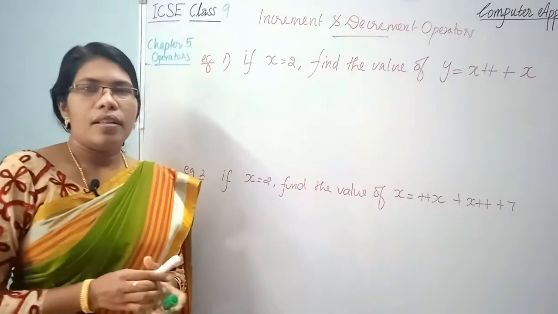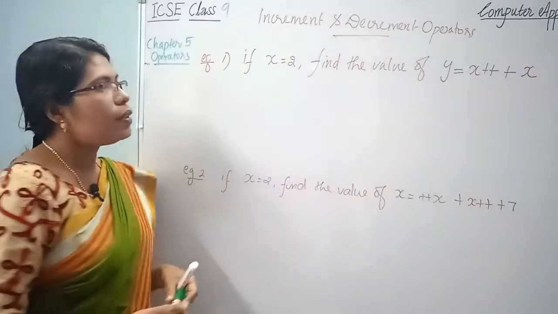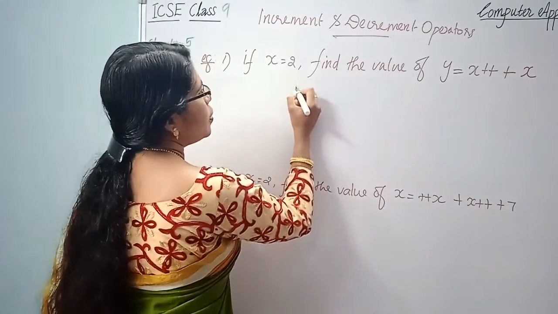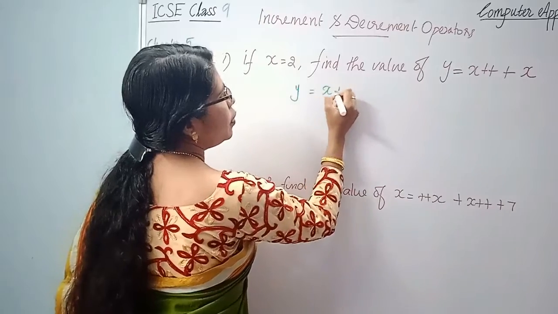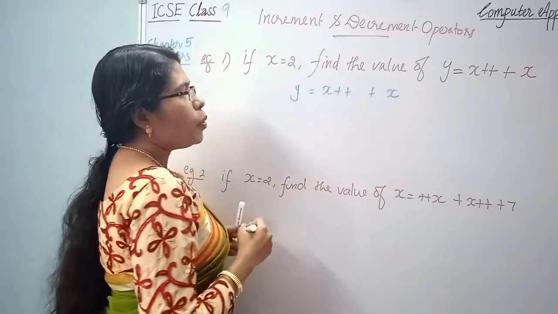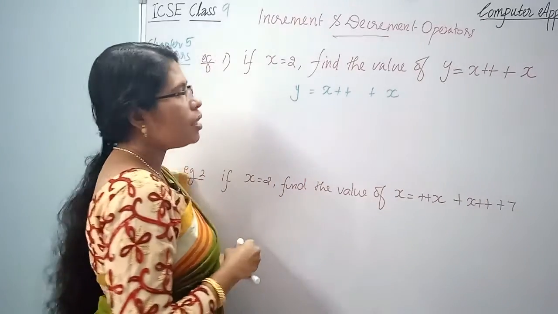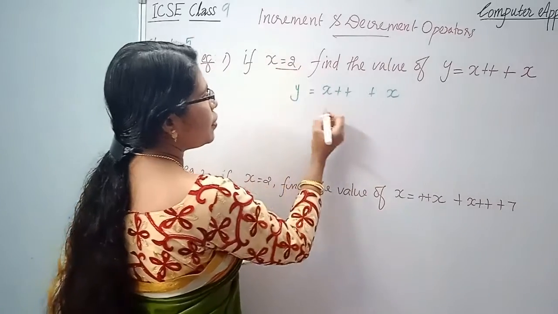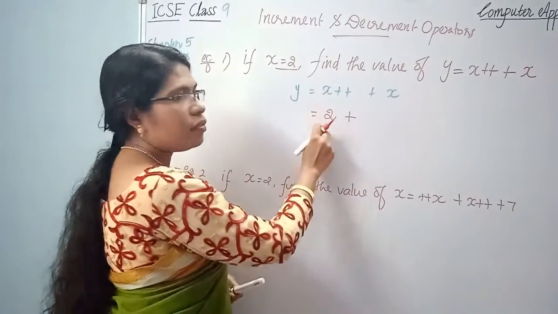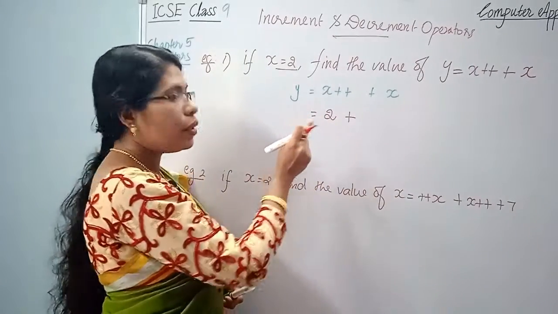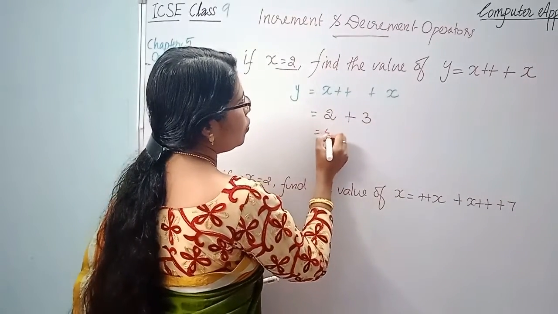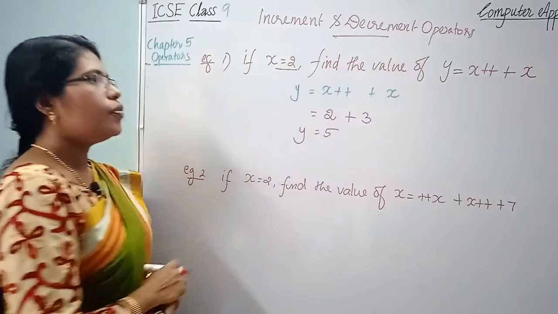Okay, let's see an example here. If x equal to 2, find the value of y equal to x plus plus plus x. This is a post increment, so we will use the value first. The value of x equal to 2, we use it first. After using the value, it will increase the value to 3. So the value of x equal to 3. Now it is 5. So y is equal to 5.